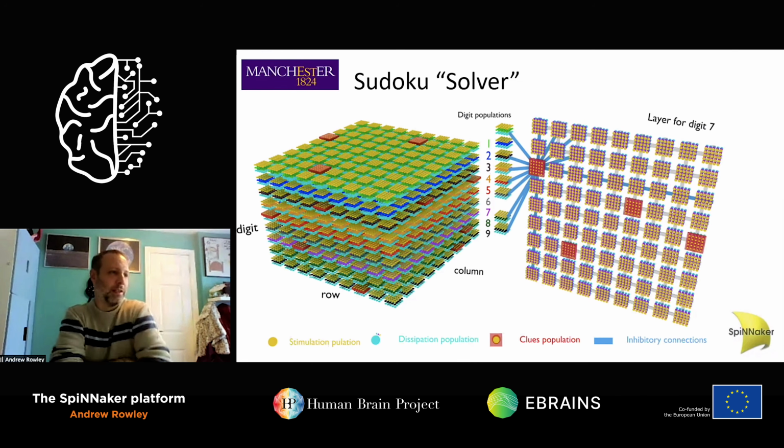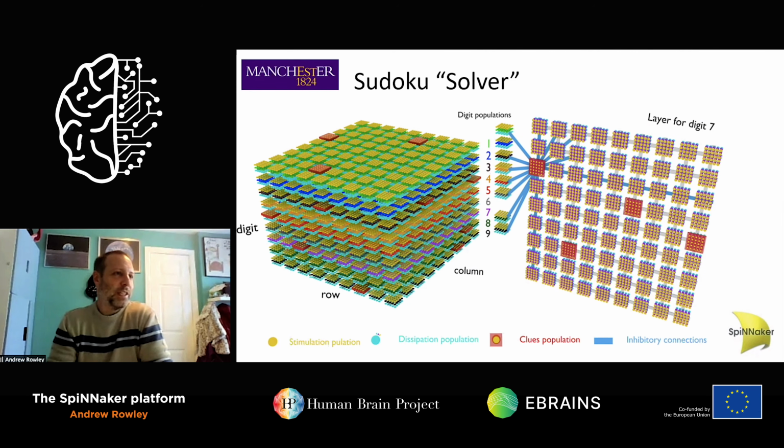Some other work, you may have heard of SpiNNaker being used to do Sudoku solving. Basically, we set up what's mostly an inhibitory network on SpiNNaker here. If you think of Sudoku, when you've got a certain number in a cell, you're not allowed to have the number in other positions in the puzzle. So you can set it up so that when you've got a certain number, it inhibits all the other ones from having that same number.